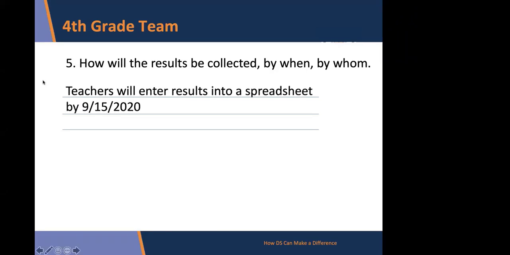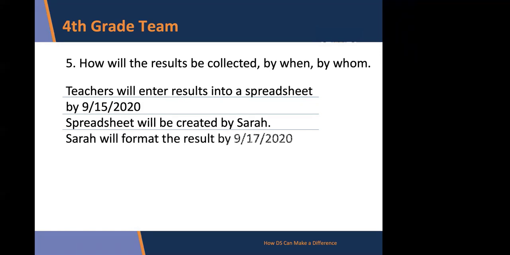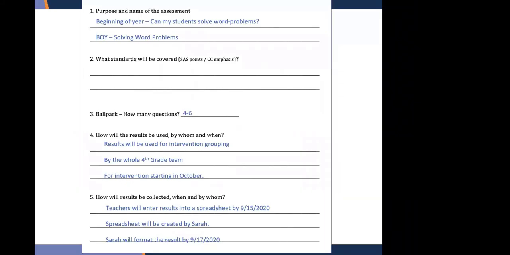So teachers will enter the results into a spreadsheet. Sarah, whoever Sarah is, is going to create the spreadsheet, and Sarah will format the results by the 17th. So teachers enter their data by the 15th, and Sarah will format the report by the 17th. So you have to give the assessment before that, before the 15th. So all this is filled in. I've got the first page of the form filled in, and that really is enough to get started.